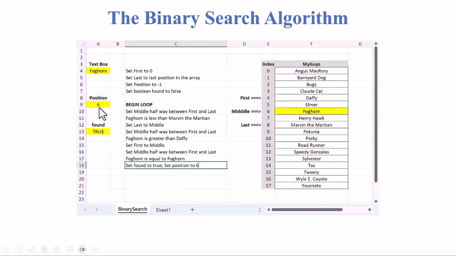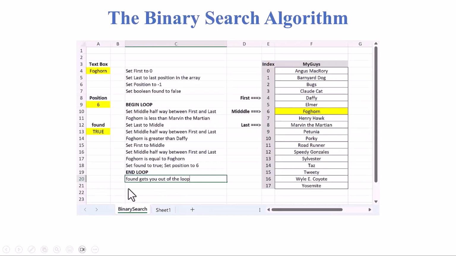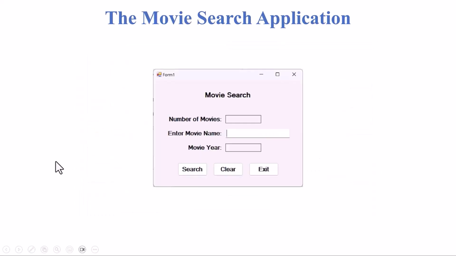And this 6, we use that not just for Foghorn, but if we're doing a parallel array, we'd be able to find that element as well. And we're going to do that in the application we're actually looking at shortly. We're going to have actually 2 arrays in there. We'll search on the first one, and the second one will be parallel to it. So any item we find in there, the matching elements are going to be used. And we'll find that in a movie array we're going to look at shortly. That found gets you out of the loop, and the position gives you that index to the element you're looking for. So we're going to do this movie search type application right here.